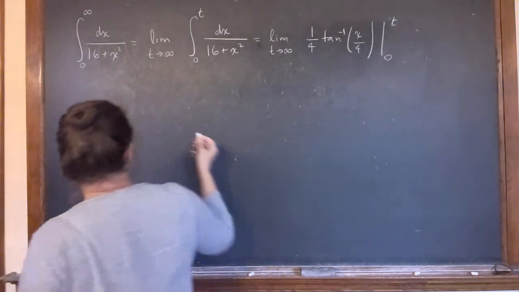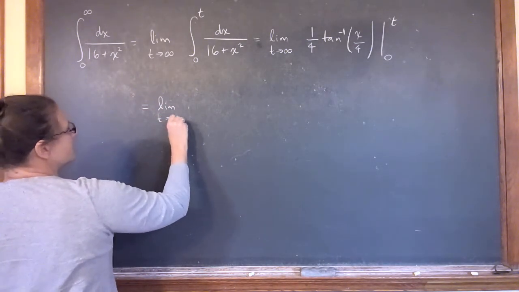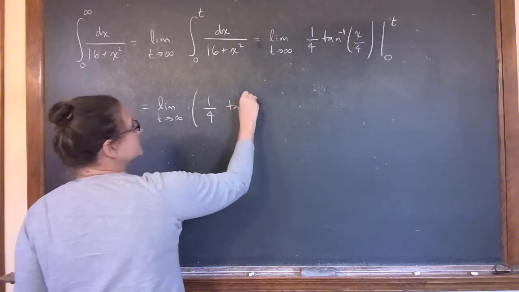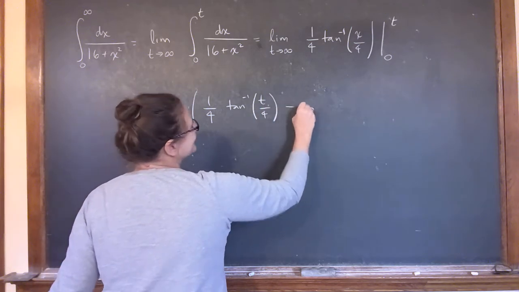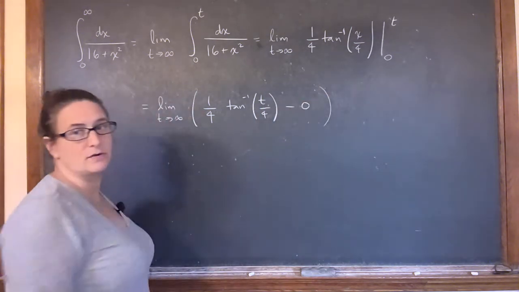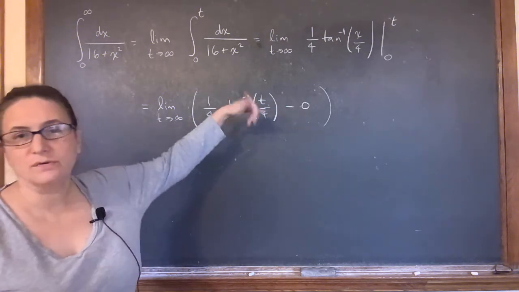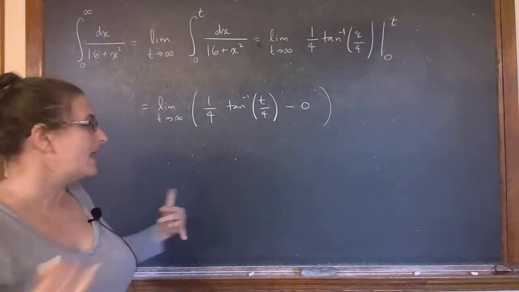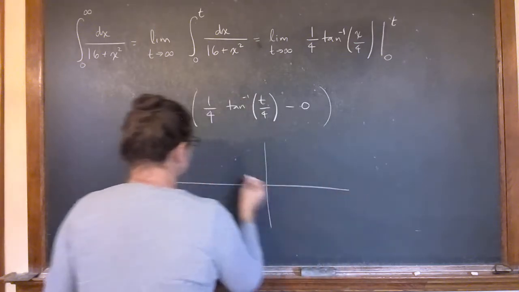So what I have here is the limit as t goes to infinity of 1/4 inverse tan of t over 4, minus 0, right? Because inverse tan of 0 is 0. So as t goes to infinity, t over 4 also goes to infinity, so the 4 in here doesn't really do much in the limit. And what happens to inverse tan in the limit as t goes to infinity?